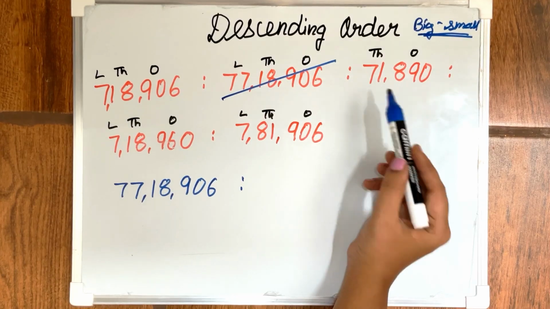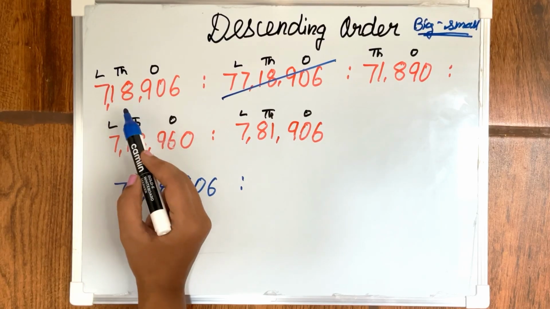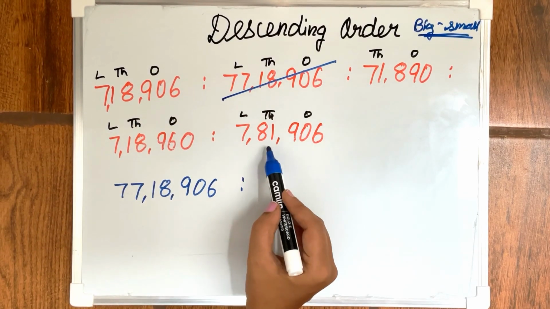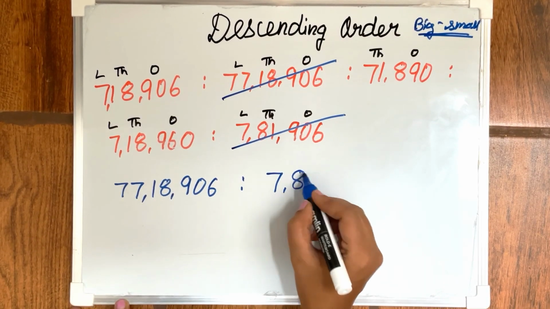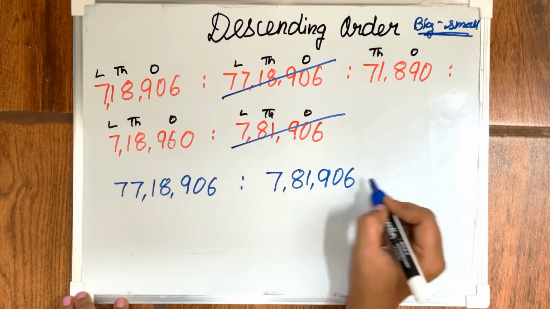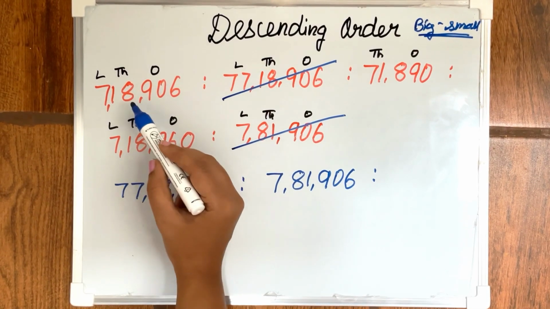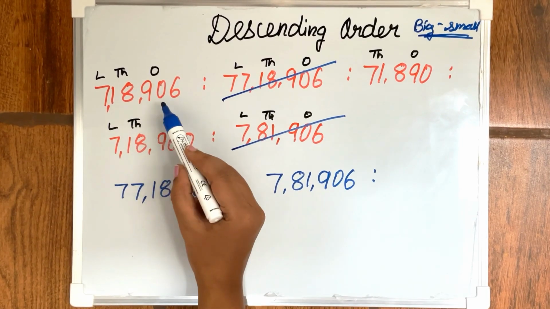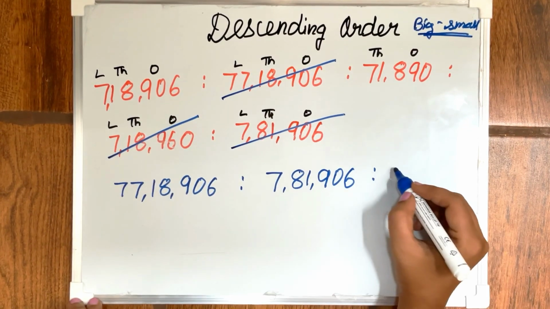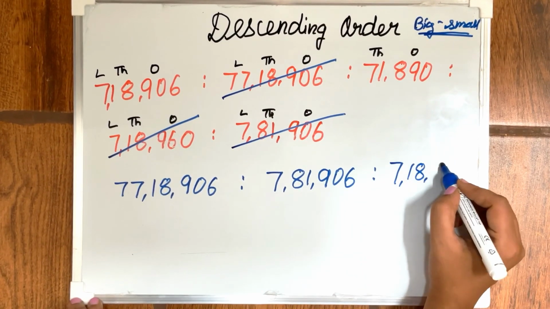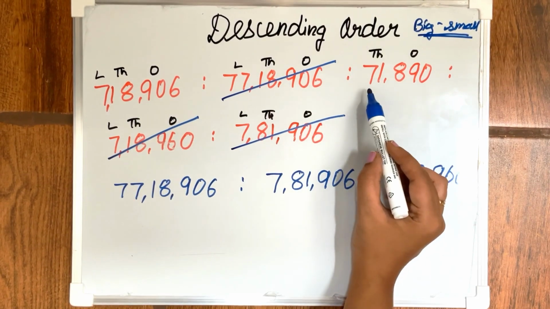Next. 7 lakh, 7 lakh, 7 lakh. Here we are not having lakhs. So here we are having the same number in lakhs period. We will move on to the next period, thousands period. 18, 18, 81. So 81 is the bigger number. So the next number will be 7 lakh 81,906. Next, 7 lakh, 7 lakh, same. 18,000, 18,000. Here also same numbers. 906, 960. So which is larger? This number is bigger. 7 lakh 18,960.